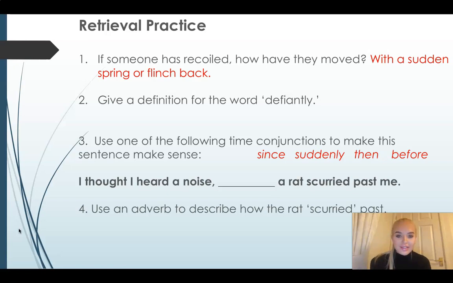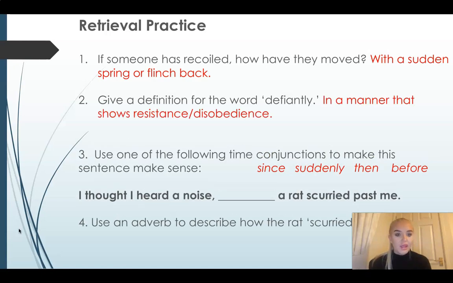Okay. Number 2, give a definition for the word defiantly. So not definitely, that difference, the defiantly word. I wonder if you came up with the same or a similar definition to me. Defiantly is where you say something or you act in a way that shows that you want to resist doing something, that you don't want to do it, or you want to disobey, show that disobedience towards someone. It's all about really that you don't want to do it, you want to stand your ground and you just want to show them that no, you're not going to do what they want you to do.